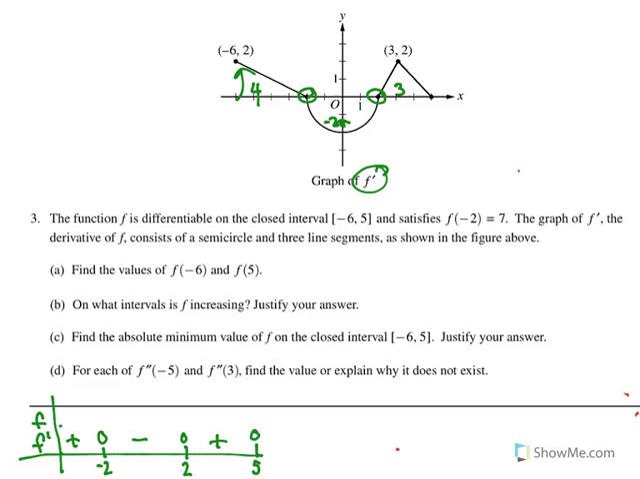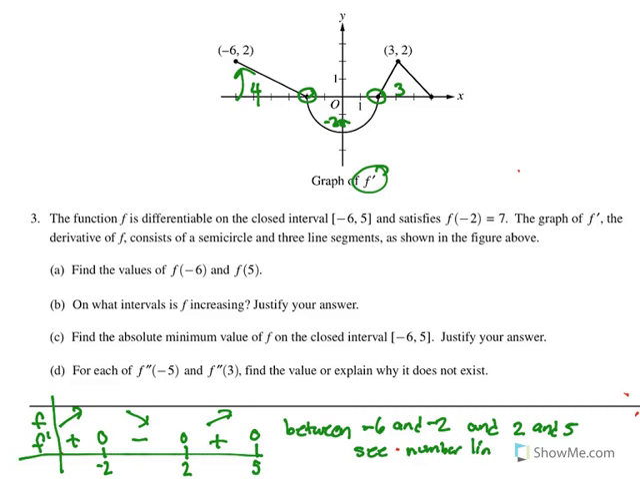So on what intervals is f increasing? F is increasing between -6 and -2, and 2 and 5. See, the number line graph gives you enough to know what's going on. You don't need to do any more work than that stuff that's right there. Okay, let's go on to part C.